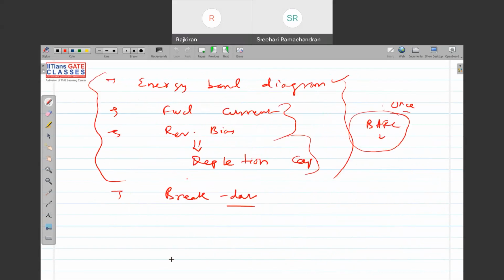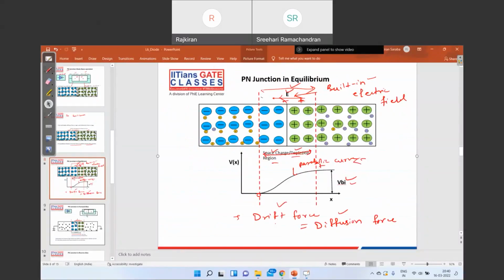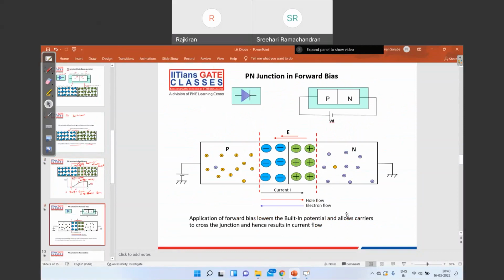So this class the topics are the energy band diagram, forward current, and reverse current. These things we need to discuss. So, let us discuss what is happening in forward bias.